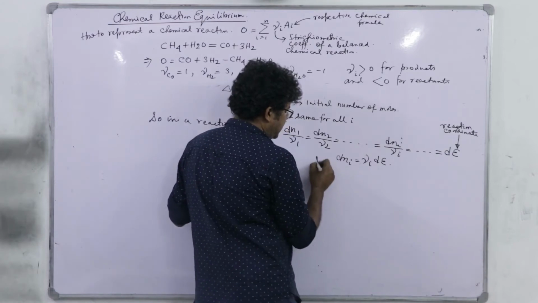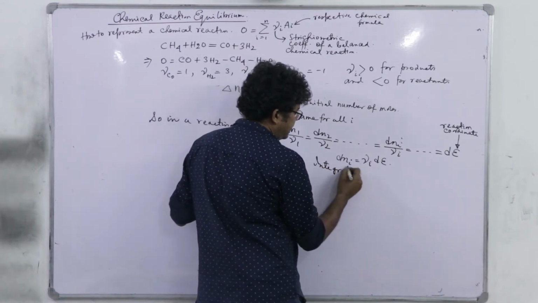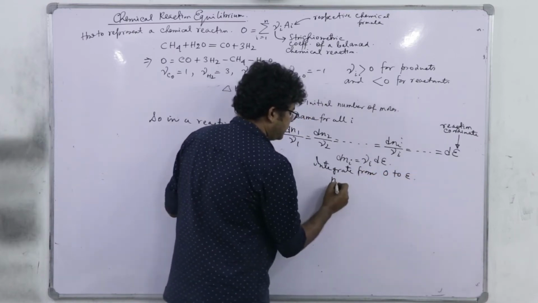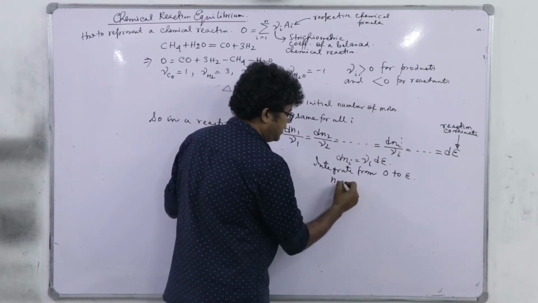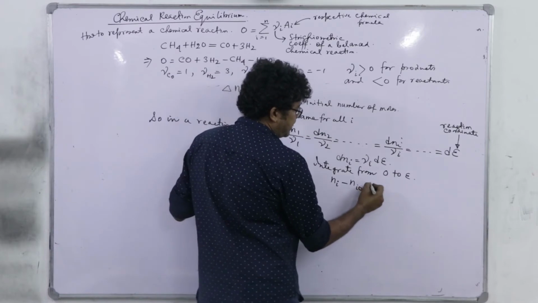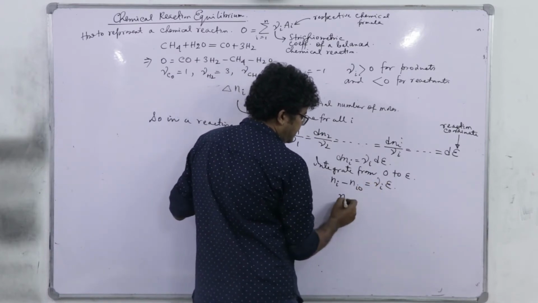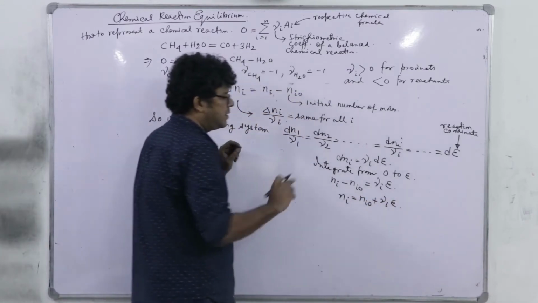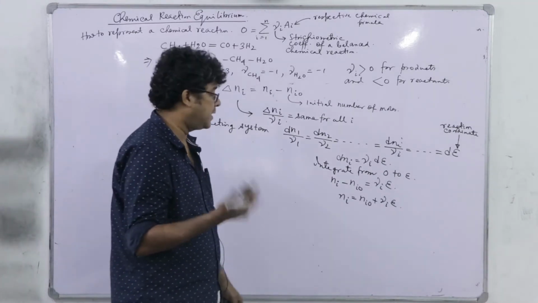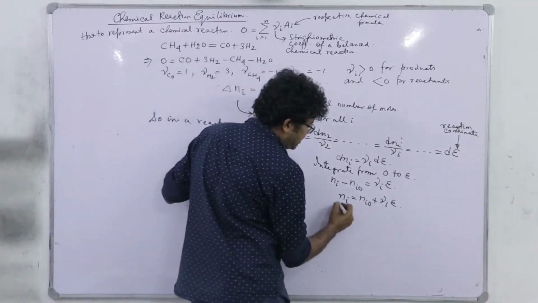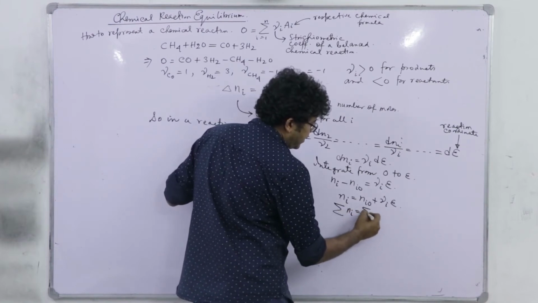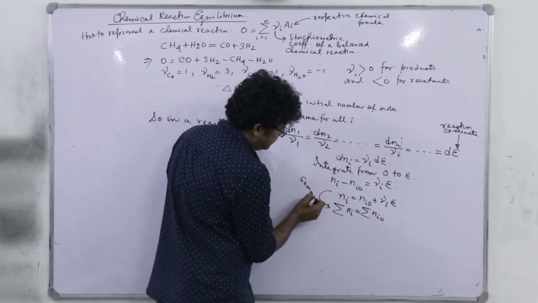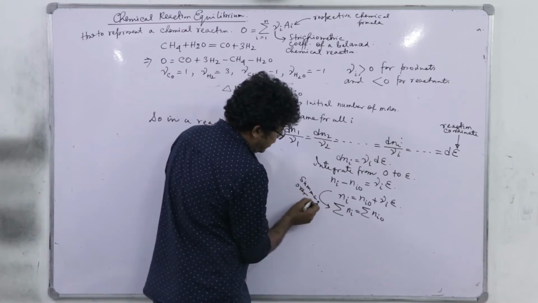Now, if I integrate from 0 to epsilon, where initially it is Ni 0 and after epsilon it is Ni, this gives nu i times epsilon. So, Ni equals Ni 0 plus nu i times epsilon. That is the number of moles of a species expressed in terms of the reaction coordinate. Now, for the total number of moles and total number of initial moles, I take a summation over all species.